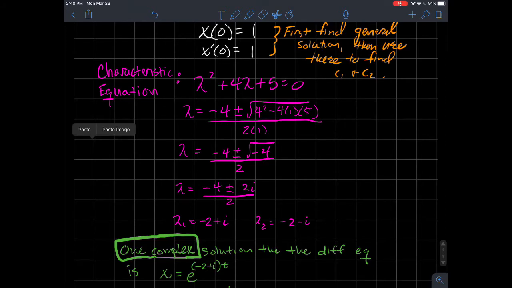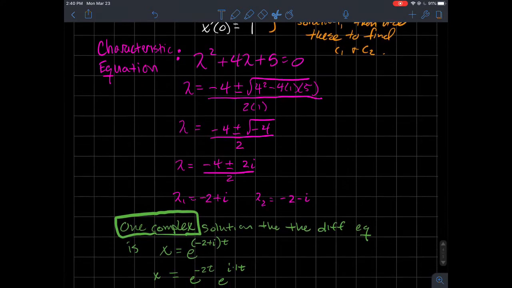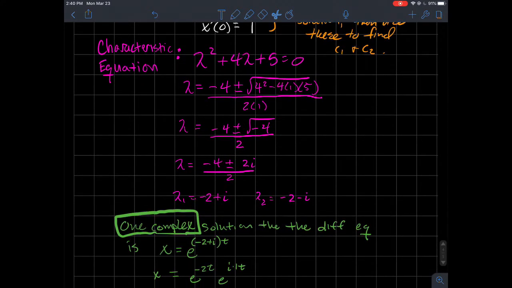And now what we're going to do is try to manipulate that expression down there at the bottom. So I'll split that up into two pieces. When I distribute the t through and I apply some exponent rules, that's the same thing as e to the minus 2t times e to the i times 1t. Now you don't have to write the 1 there. I just want to write the 1 there for emphasis on what's going to happen in the next step.